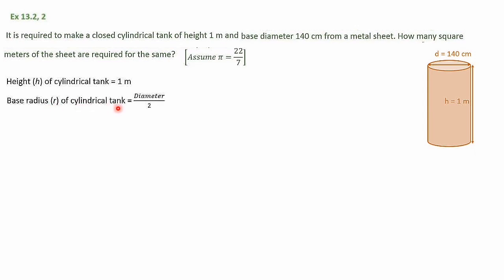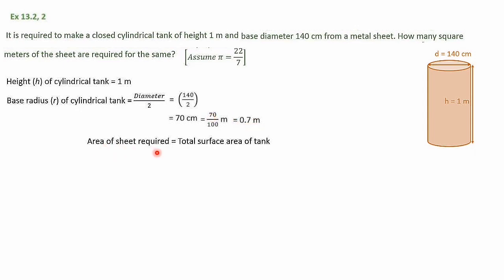Next, radius we can calculate. Radius is diameter by 2, that is 140 by 2. 140 by 2 is 70 centimeter. It is in centimeter. Here it is in meter. So we need to change this unit. Centimeter to meter, it is divided by 100. So 70 divided by 100 meter. We can just divide and write 0.7 meter. Denominator, there are two zeros. So we have to keep the decimal two places from the right. Means here just behind 7 it will come, 0.7 meter.